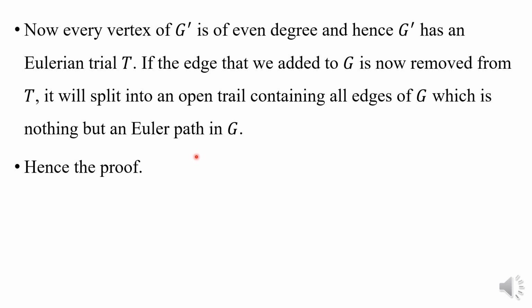Hence the proof. It is just one line: we assume two vertices V and W with odd degree. In step 1 we add one edge, so obviously we get an Euler trail, that is a closed trail. Then I remove that edge, and the closed trail becomes an open trail. That open trail is nothing but the Euler path. So we got the Euler path.